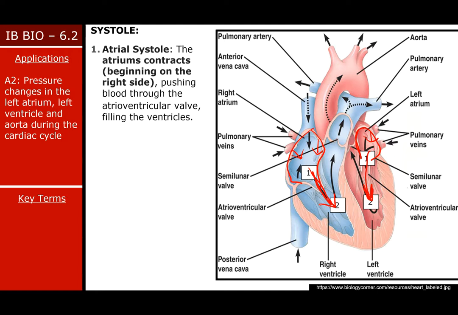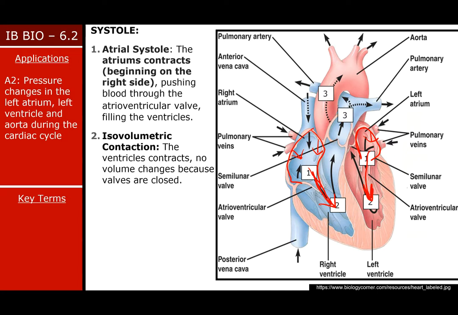Right? 2 is isovolumetric contraction. So now the ventricles are going to start pushing in, and that's going to push blood up towards these valves right here. But isovolumetric, no change in volume, meaning no blood is leaving because those valves are shut. Okay.